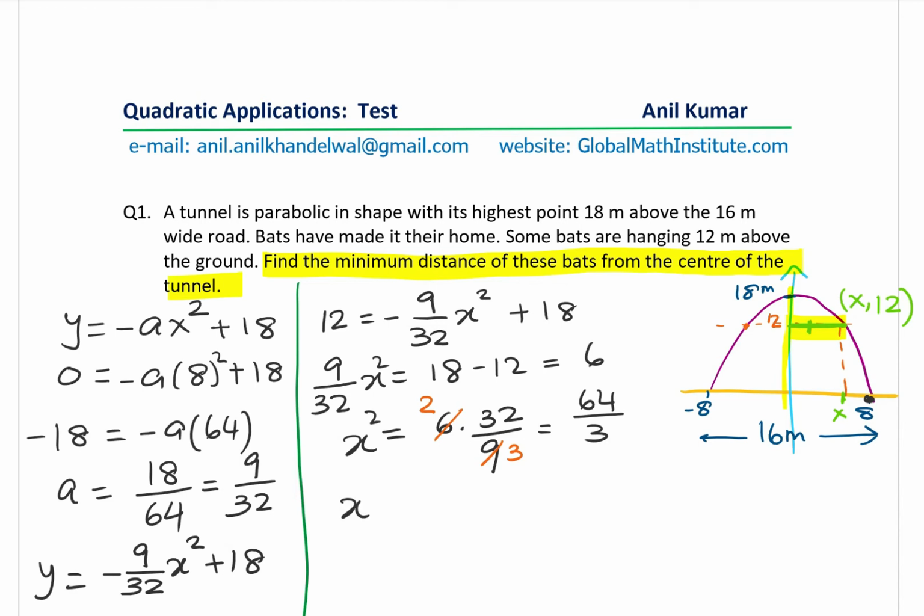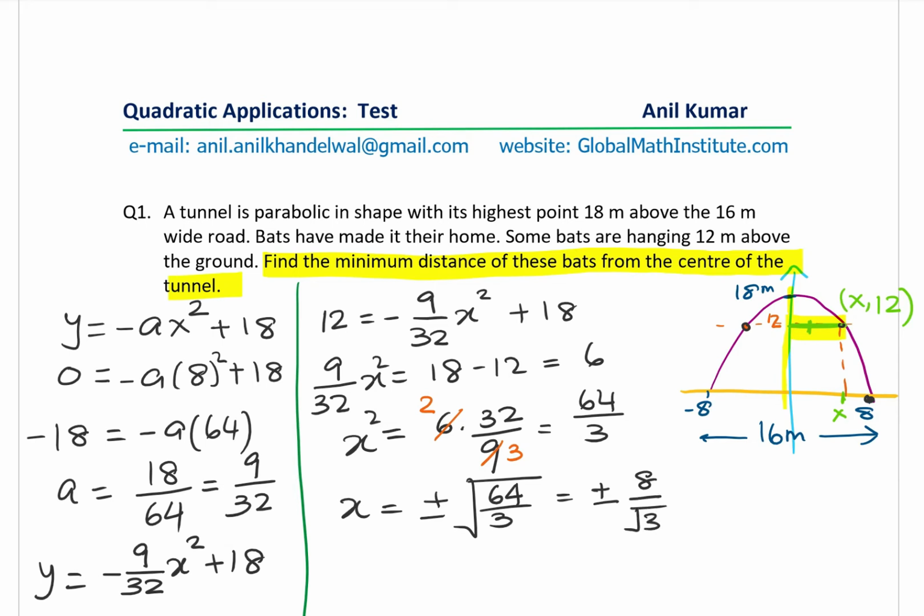So the value of x will be equal to the square root of 64 over 3, plus and minus values, right? So we get both the points, the two ends. That gives you plus and minus 8 over square root 3.